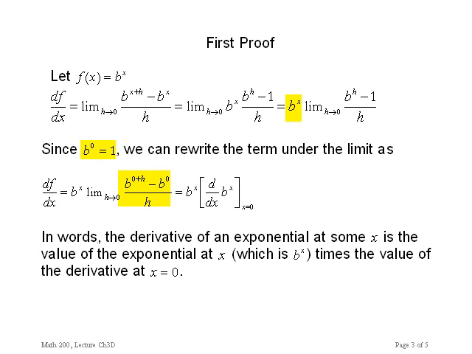What is this? This is the derivative of b to the x evaluated when x equals 0. And that's what it shows right here. So this is another way to express the derivative of b to the x. In words, the derivative of an exponential at some x is the value of the exponential there times the value of the derivative at x equals 0. Of course, it doesn't seem too useful, since how do you find the value at 0? So we have to proceed to a few more proofs.